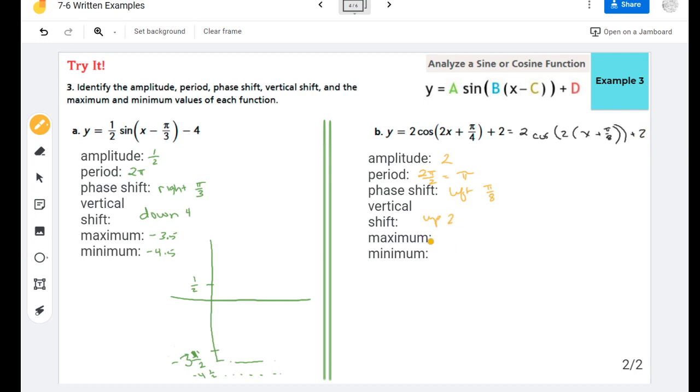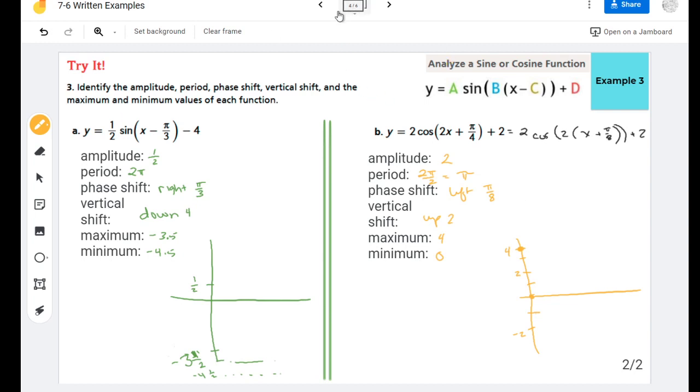Then we get to the dang maximum and minimum. Okay, here we go. So originally we start at 1 and -1, but that 2 there puts us at 2 and -2. And then we have this vertical shift that scoots it up another 2. So our new maximum's at 4, and our new minimum is at 0.